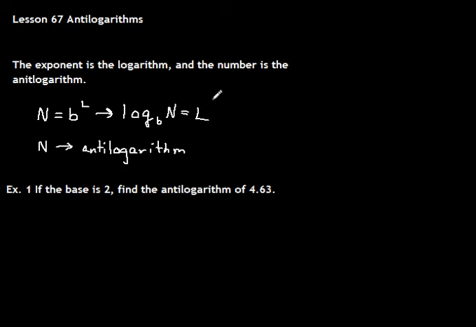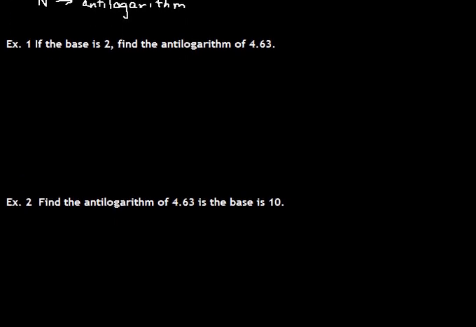L is what we're normally looking for. We're usually trying to find the exponent. Now we're going to be given the exponent and the base, and we have to find the number. So when they ask for the anti-logarithm, that's going to be the number, not the base or the exponent, but the number. So let's try these. These are pretty simple. We'll do them mostly on our calculator.